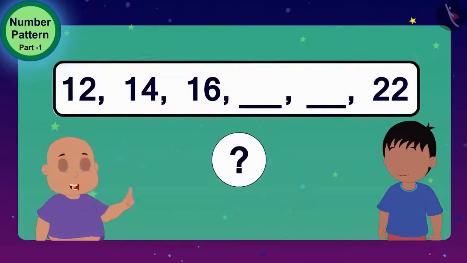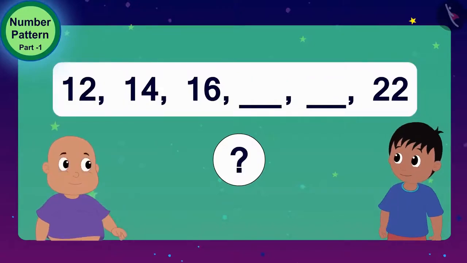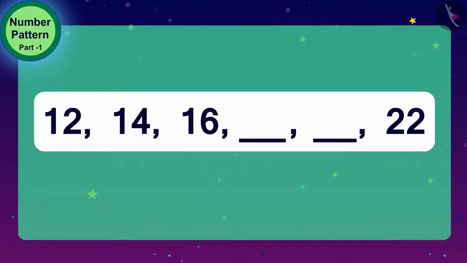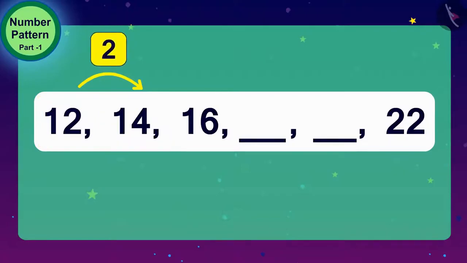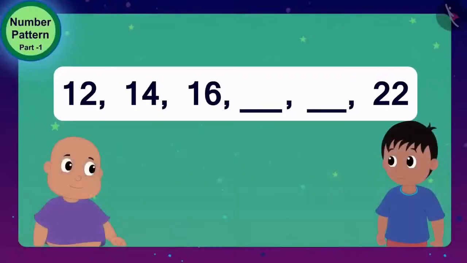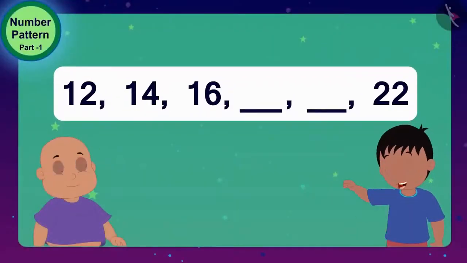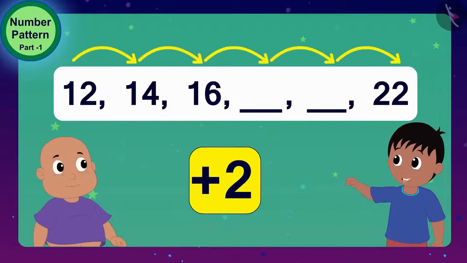Raju, do you see any rules in these numbers? Bablu, let's take a closer look at these numbers. Bablu, can you tell what is the difference in the number between 12 and 14? Yes, 2. And what is the difference between 14 and 16? Oh yes, Raju. The answer to this is also 2. Look, Bablu, I got the rule of these numbers. When 2 is added to each digit, the next digit is found.